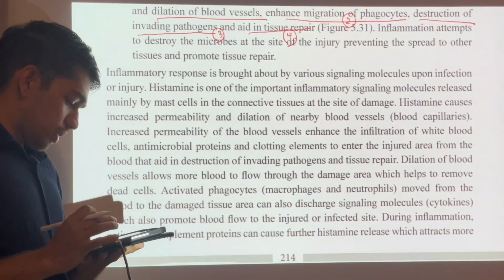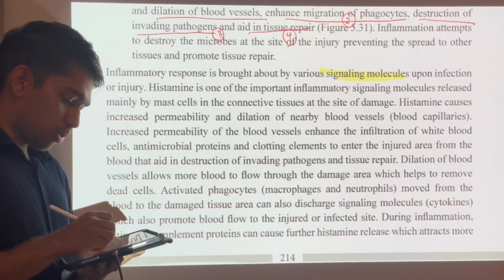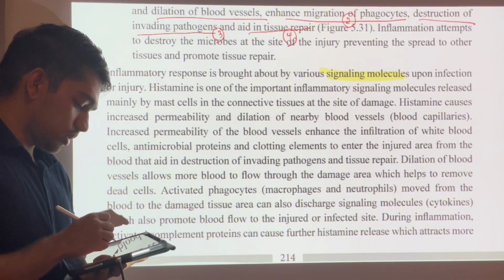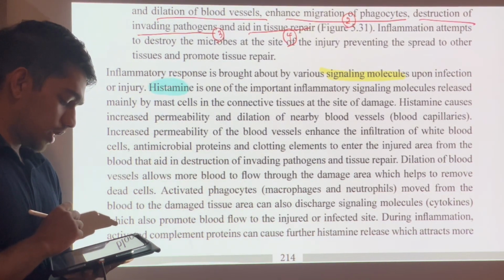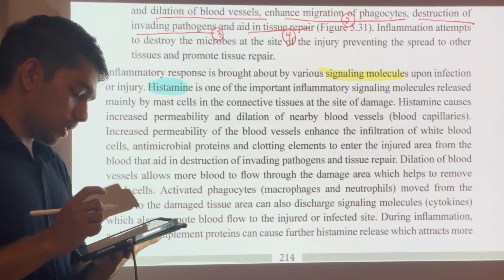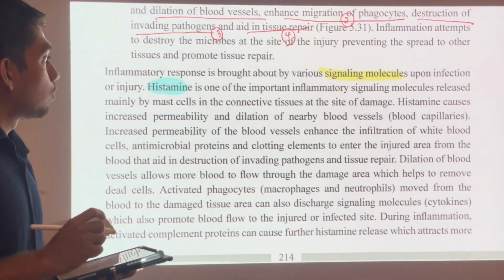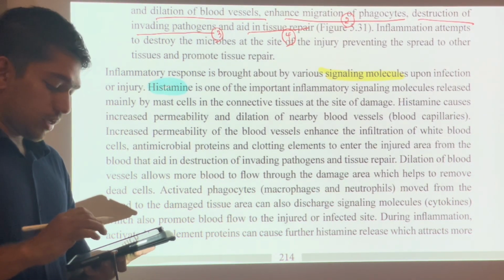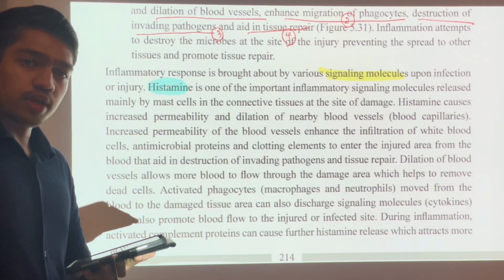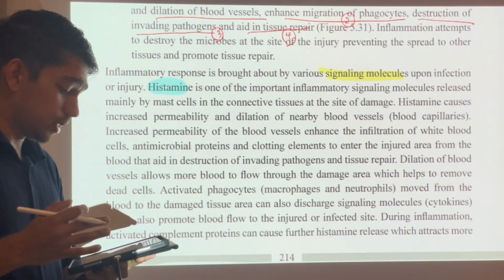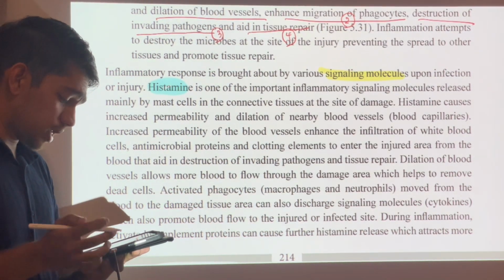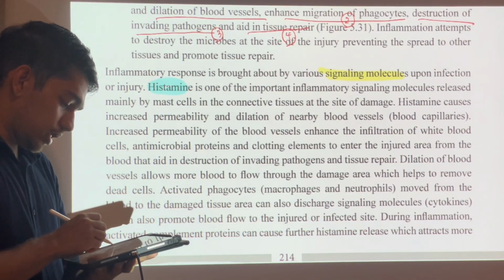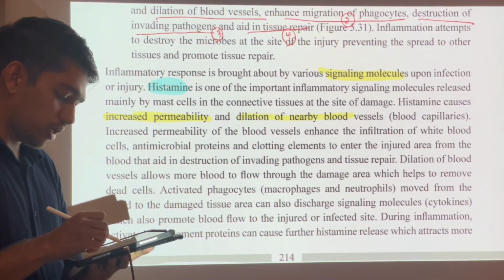Okay, so the inflammatory response starts with various signaling molecules upon infection. You have to know some of these signaling molecules. One of the important ones is histamine. Histamine is secreted by your mast cells. You have learned that in the loose connective tissue we can find mast cells, right? Mast cells secrete histamine. So what does histamine do? Histamine is going to increase permeability and dilate nearby blood vessels.